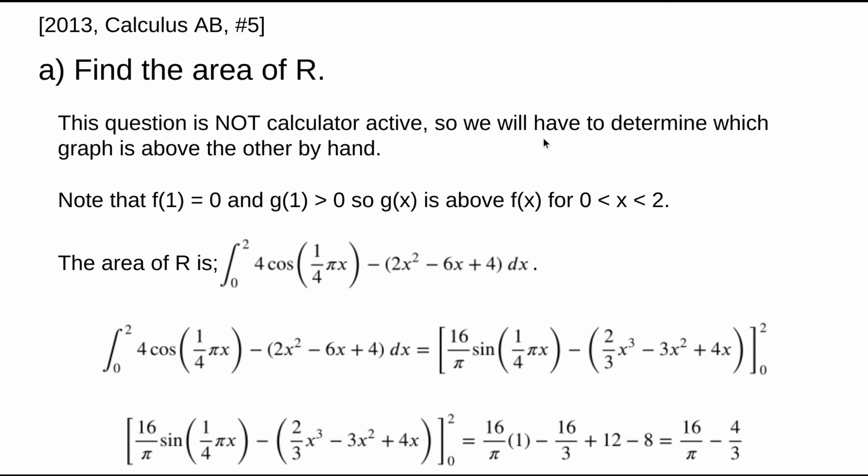If I do that, after all the arithmetic, we get 16 over pi minus 16/3 plus 12 minus 8, which eventually becomes 16 over pi minus 4/3. However, anything after this equal sign, provided that it is correct, would generally be acceptable as your answer. You do not need to simplify to something like 16 over pi minus 4/3. If you have this intermediate response that is numerically correct, that would typically get counted.